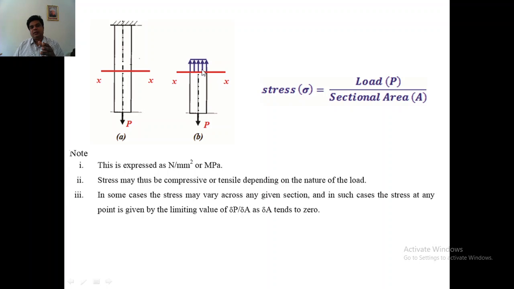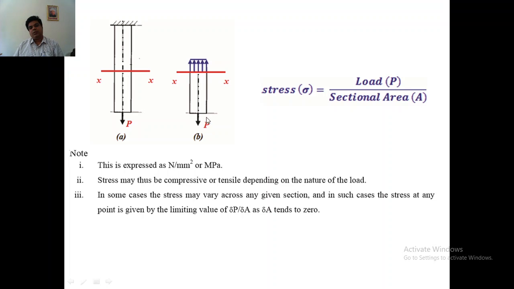So this cross-sectional area is important here. The load you apply on the material, the ratio of that load divided by that area, we simply call it stress. So mathematically, stress is nothing but load by area. It is given by the symbol sigma. So it is a normal stress, because the load is applied normal to the cross-section of the material.